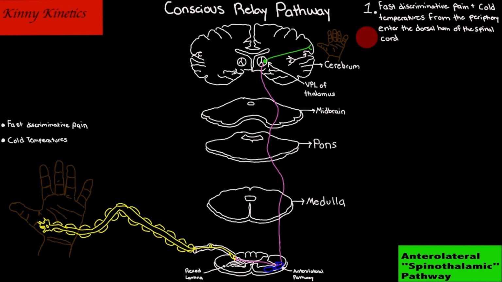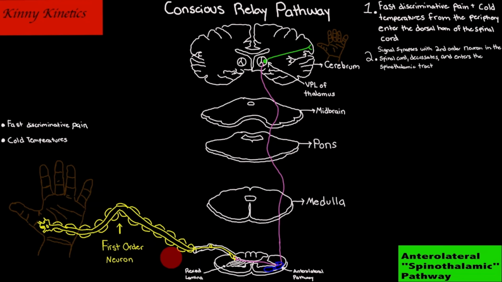Number 1. Fast discriminative pain and extreme cold temperatures enter through the posterior aspect of the spinal cord through the dorsal root ganglion. This is known as the first order neuron. Number 2. The signal synapses with the second order neuron in Rexed lamina 1 and Rexed lamina 2, aka the substantia gelatinosa, in the gray matter of the spinal cord, travels through the anterior white commissure and decussates as it enters the spinothalamic tract. This is known as the second order neuron.